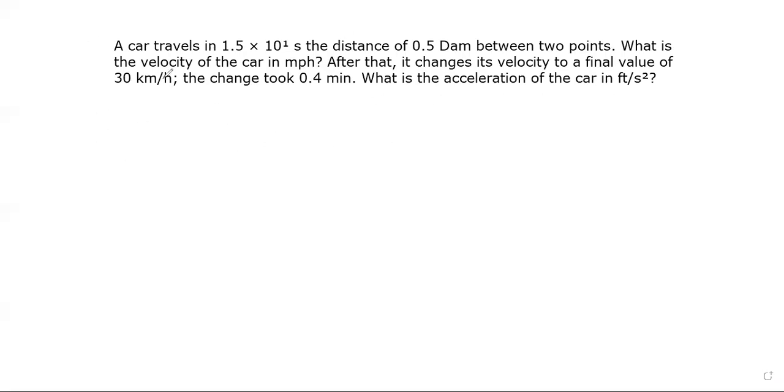Hello, everybody. Today, we're going to see this physics problem about a car that travels 1.5 × 10^1 seconds, a distance of 0.5 dam, that is decameters, between 2 points. What is the velocity of the car in miles per hour? After that, it changed its velocity to a final value of 30 kilometers per hour, and the change took 0.4 minutes. What is the acceleration of the car in feet per square second?